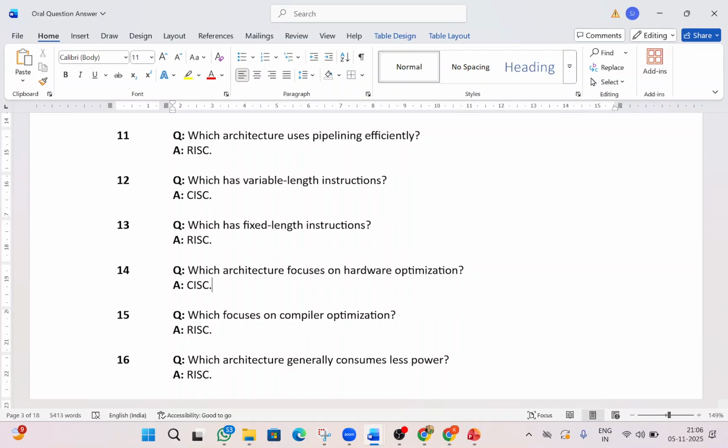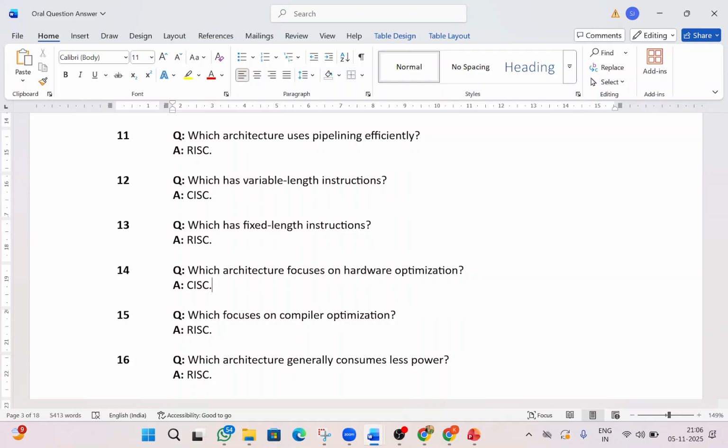Okay. Next question: which has fixed length instruction? That is RISC. All instructions in RISC are the same size, which simplifies instruction decoding and improves pipeline efficiency. So the answer is RISC.